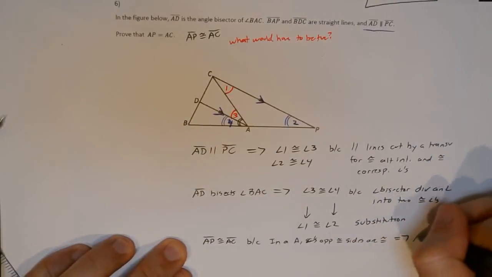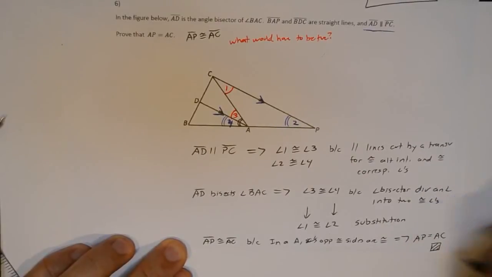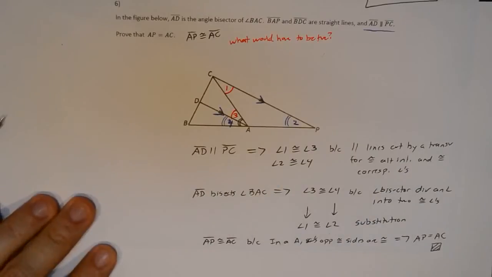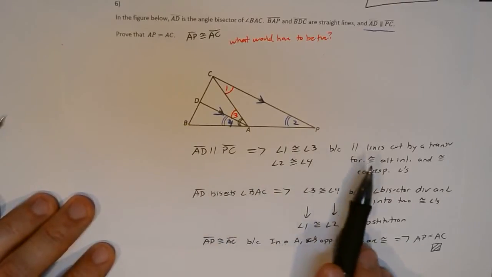And therefore, AP equals AC. And that is what they had asked us to show. So this is an example of just another way to write a proof. You don't have to necessarily do statement reason. This is sort of a paragraph form, just a little bit looser. All that matters in a proof is that you have clear statements and clear reasons.